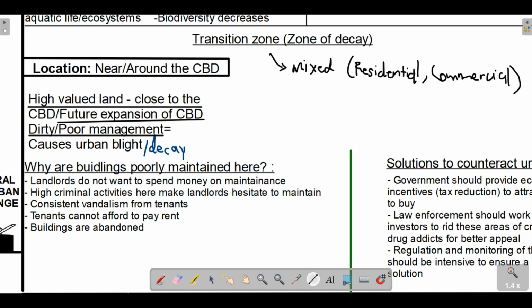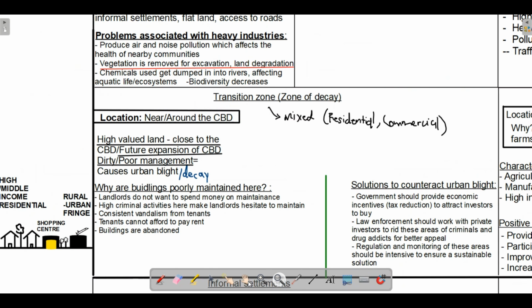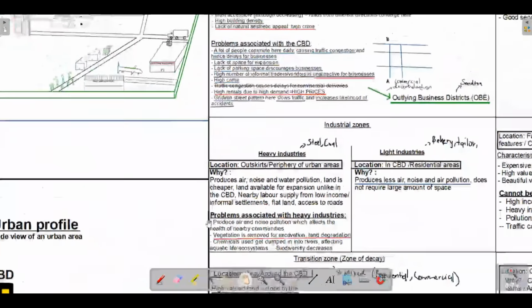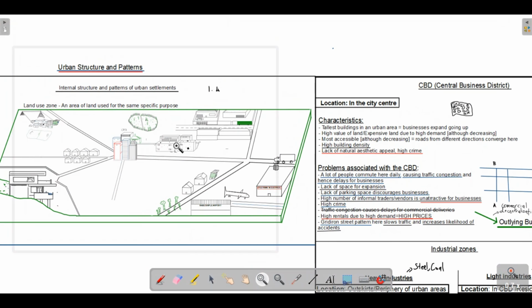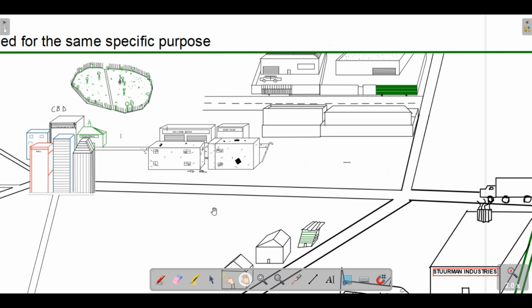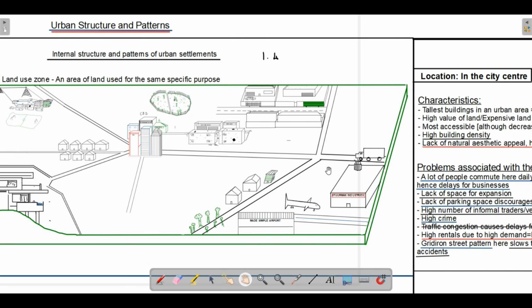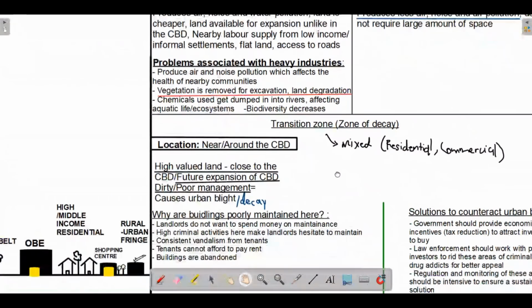And this is the reason why. First things first, the landlords do not want to spend money on maintenance. They simply do not want to spend any money on maintaining their properties due to maybe tenants not paying, or due to criminal activities, or due to a lot of rates and levies there. So remember that the city center is quite expensive. So as someone who owns a property, you have to pay all these types of taxes that the municipality charges you, and factoring the fact that some tenants do not even pay, how can you even maintain that?